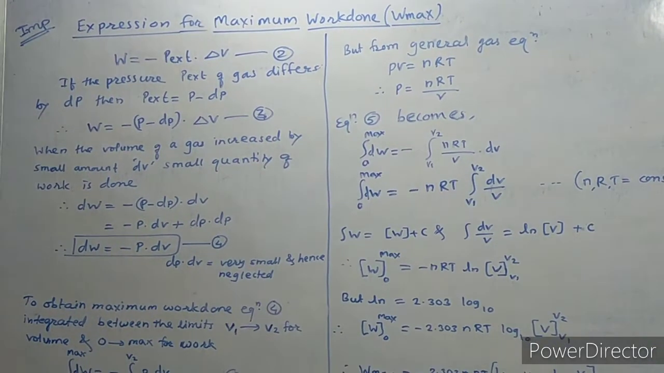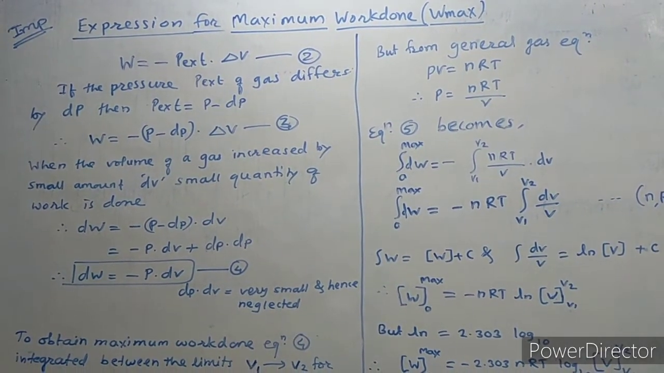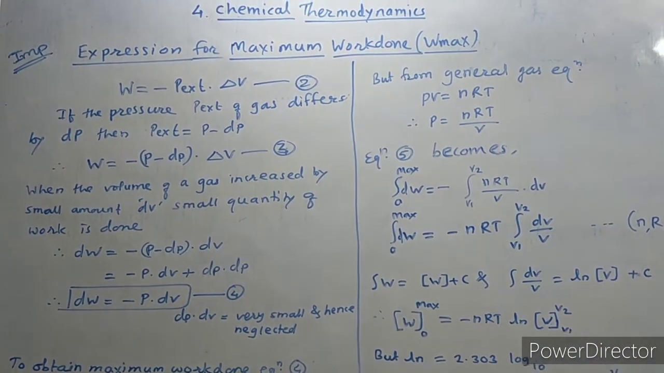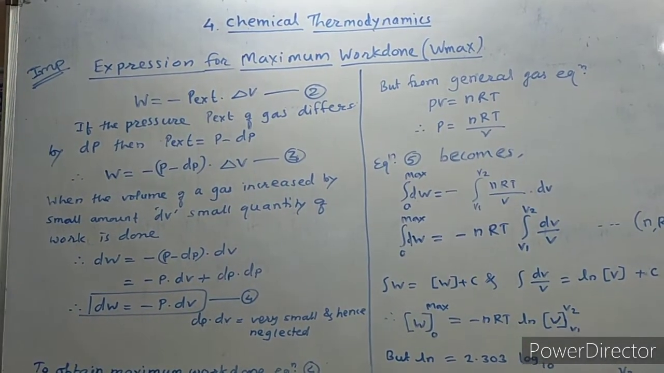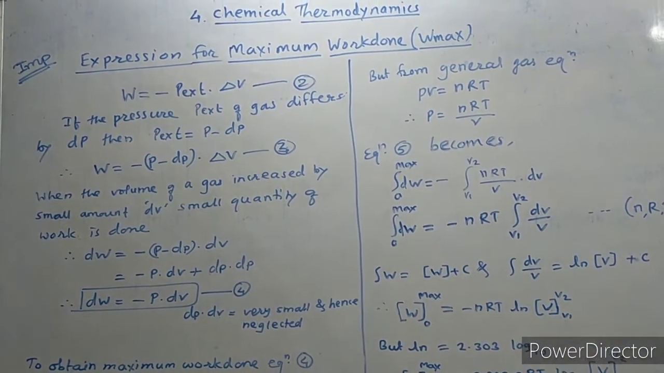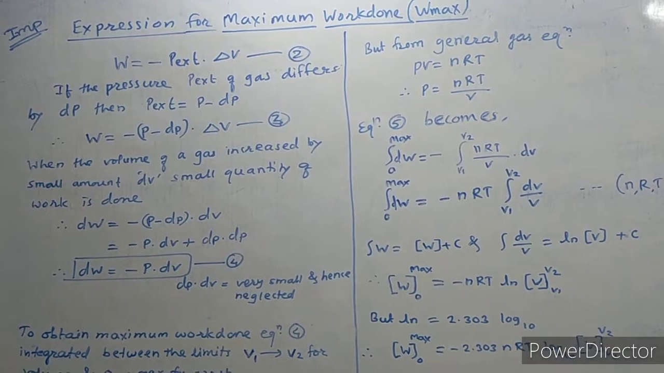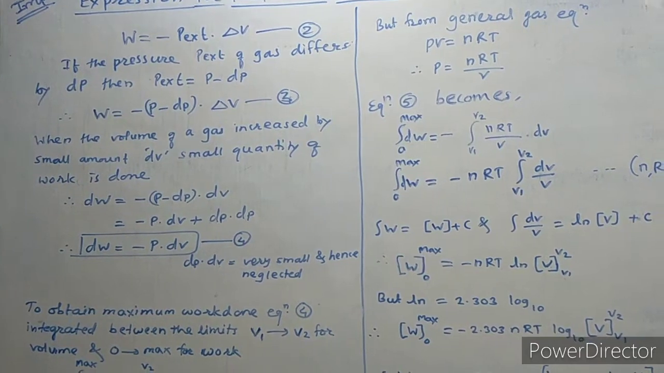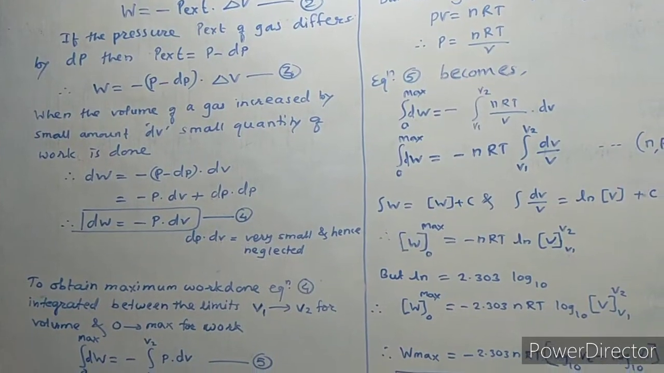Now the expression for maximum work done. Previously, whatever diagram we have seen, we have completed up to equation number 2. From that we are going to continue. So W is equal to minus P external into delta V. If the pressure P external of gas differs by dP, then P external equals P minus dP. So we add that value in equation number 2. So W is equal to minus (P minus dP) into delta V.